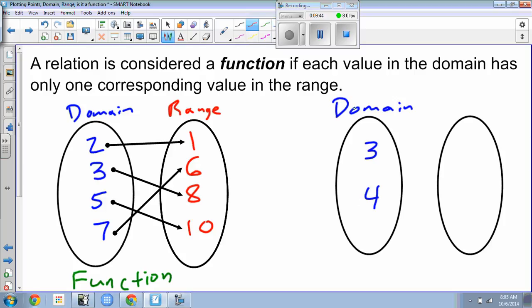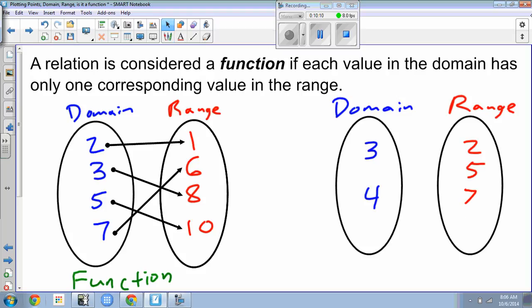And when I come over here to the range, maybe this 3, the 3 connects up to a 2, but it also connects up to a 5. So this relation includes (3, 2) and (3, 5). Maybe the 4 connects up to a 7.